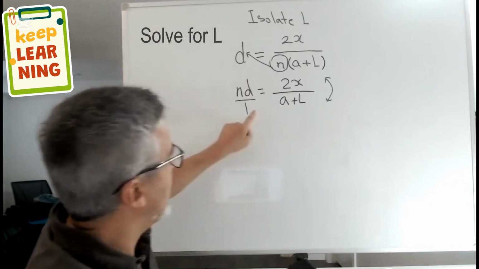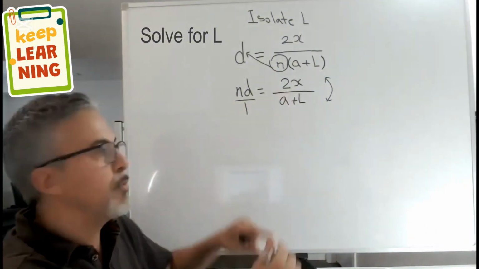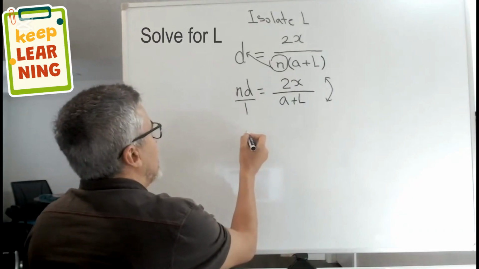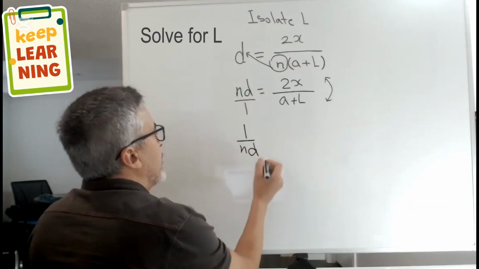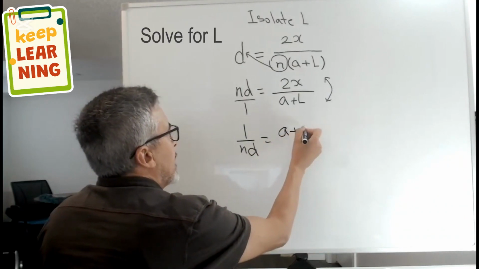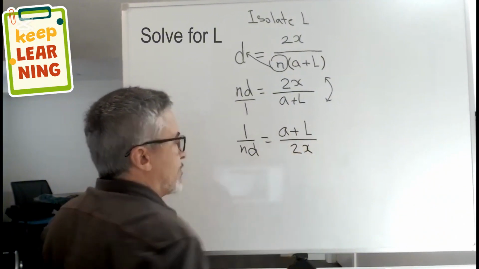since we have one fraction on the left side of the equal sign and one fraction on the right-hand side of the equal sign, then we could rotate all of this. So that becomes 1 over n d equals a plus L over 2x.